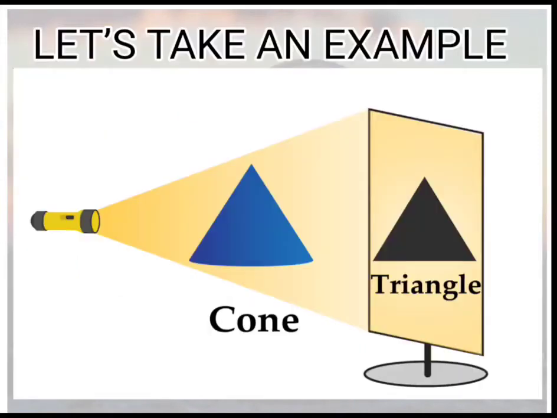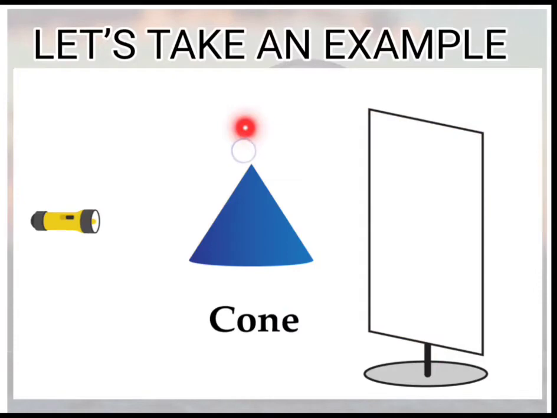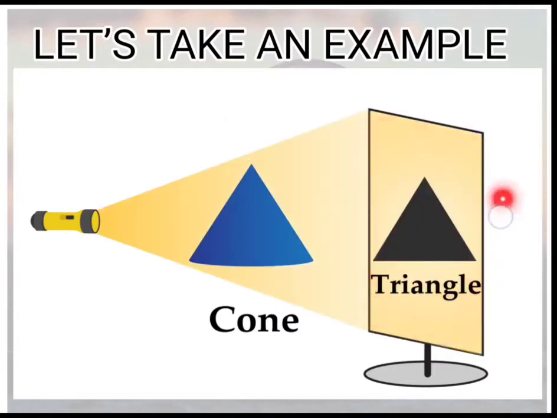Let's take an example. When light coming out of a torch is blocked by an object called cone, the shadow will be formed on the screen.